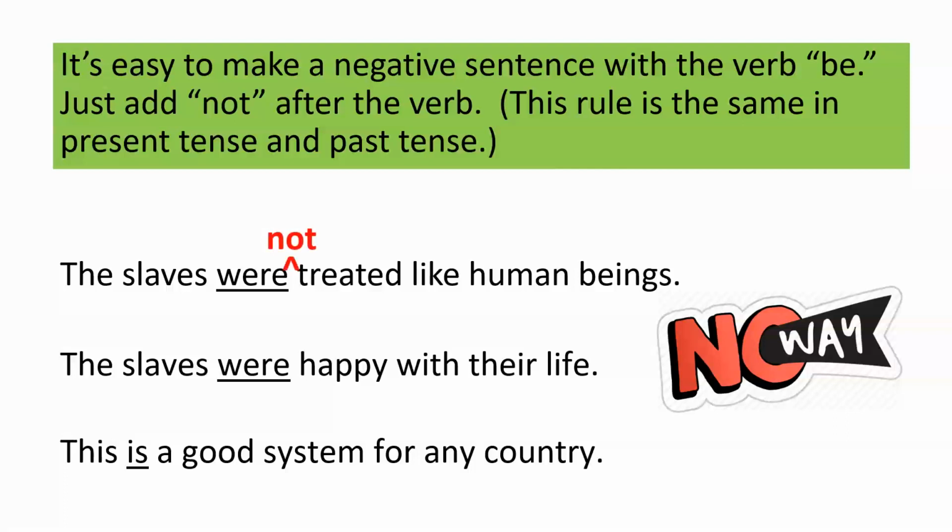Take a look at the next one. The slaves were happy with their life. What do you think? I don't think so. I think the slaves were not happy with their life. And finally, this is a good system for any country. No way. This is not a good system for any country. So this is how you make a negative if you have were or was or is or are, any form of the verb be.